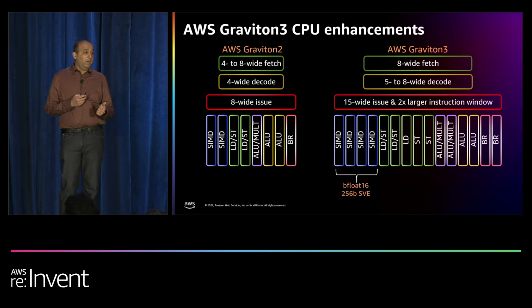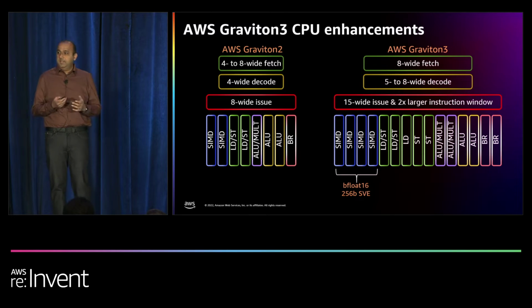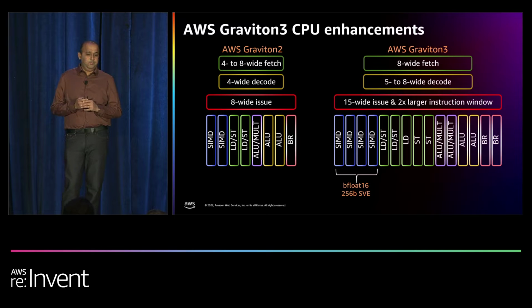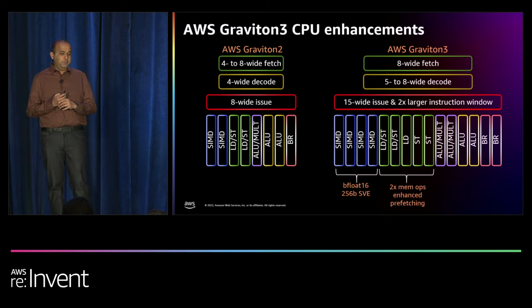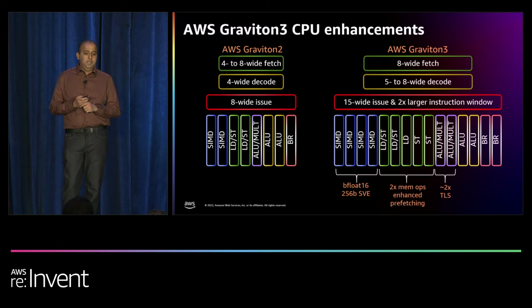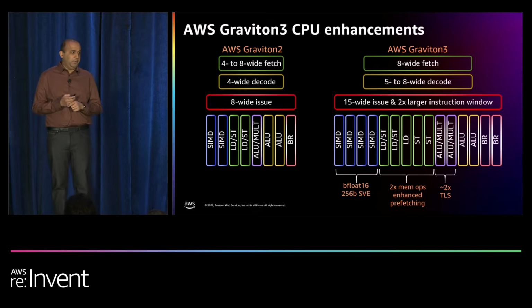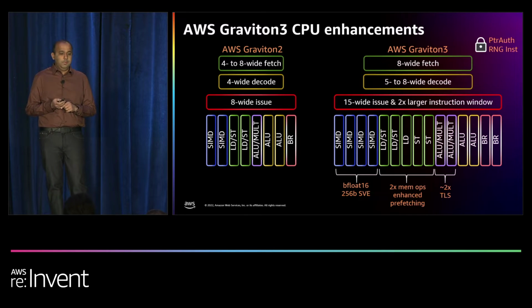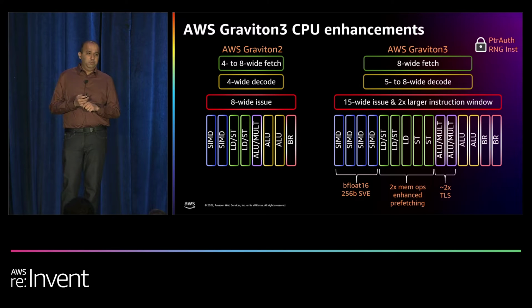Other enhancements include twice the SIMD performance compared to Graviton 2, including support for scalable vector extensions, or SVE, as well as support for the bfloat16 instruction. Graviton 3 also has 2x the memory operations with enhanced prefetching, and twice the number of ALUs and multipliers with wider multipliers that help with things like RSA TLS session negotiation. Graviton 3 also supports pointer authentication, which is a technology that can help prevent attacks such as return-oriented programming.